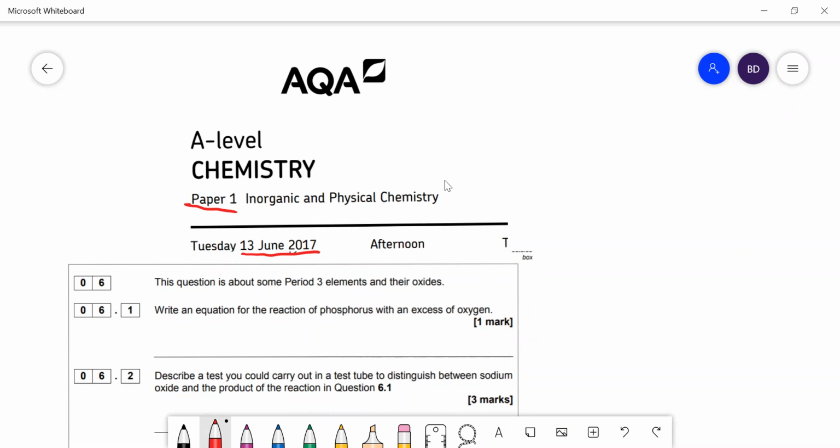An equation for the reaction of phosphorus with an excess of oxygen. Well, phosphorus is going to give you P4O10. Really, we should write phosphorus as P4 because that's how it exists, but they will let you write down 4P if you look at the mark scheme. You don't need state symbols really, and then we're going to need 5 O2s. So it's all about knowing the formula, and if you know that, then you're all right.